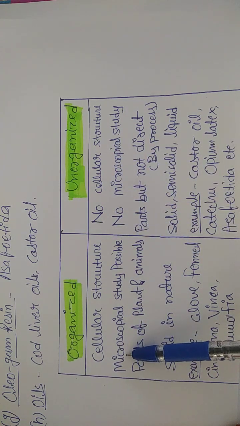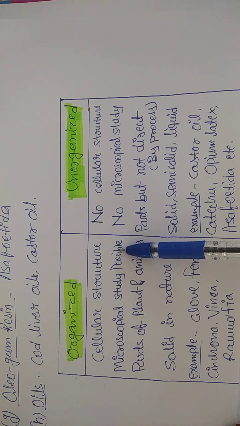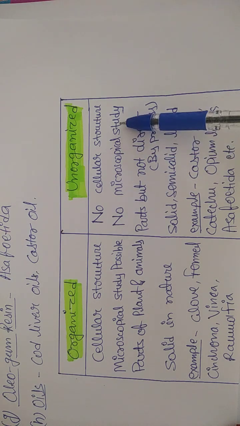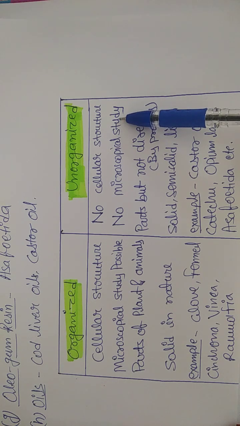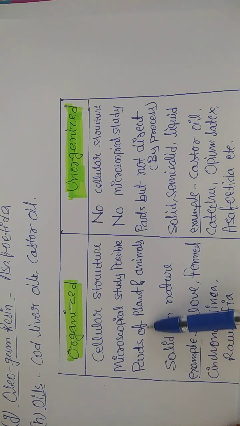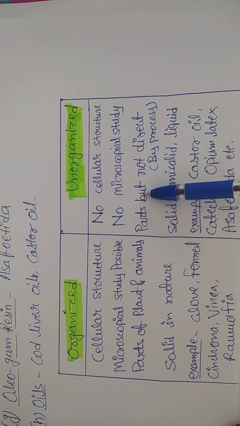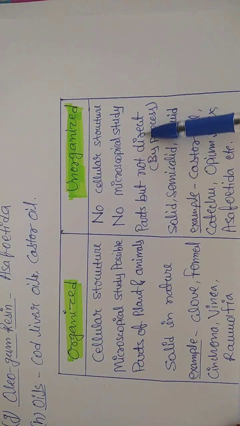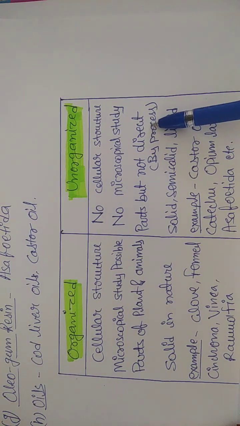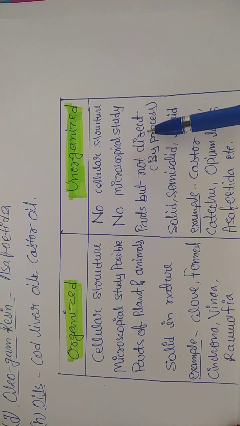As a second difference you can write down, microscopical study is possible with the organized drug because these are root, stem, fruit, flower, bark, whereas no microscopical study is possible with the unorganized drug because they may be oil or latex. Just now we have seen gums, so we cannot go for microscopical study. They may be parts of the plant and animal, but they are not obtained directly, only by some process like extraction, distillation and many other processes. Then only what we get is called an unorganized crude drug, right?